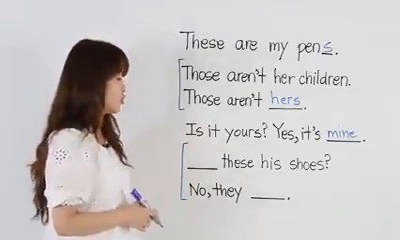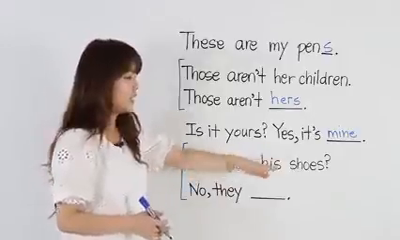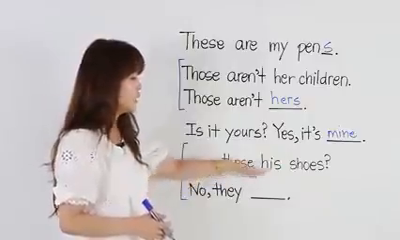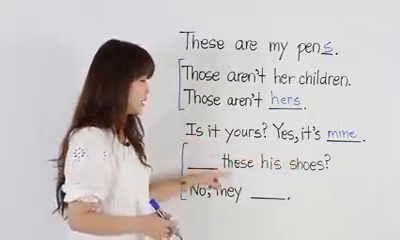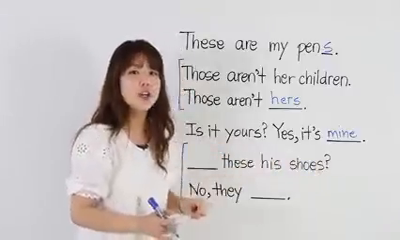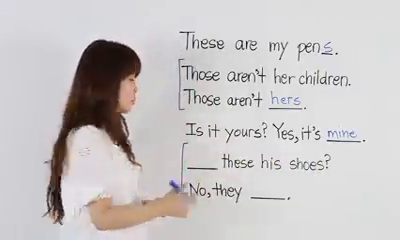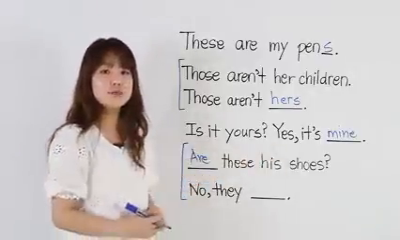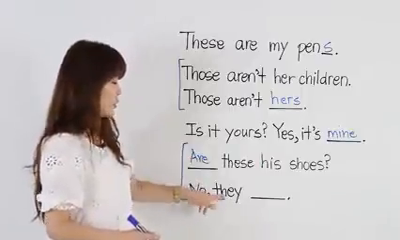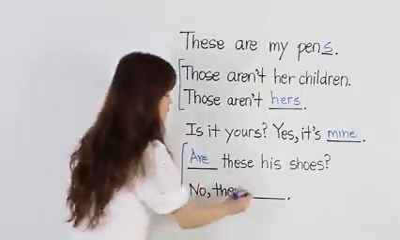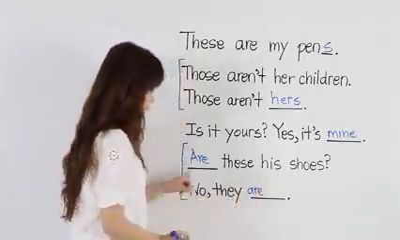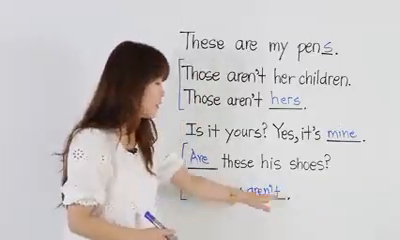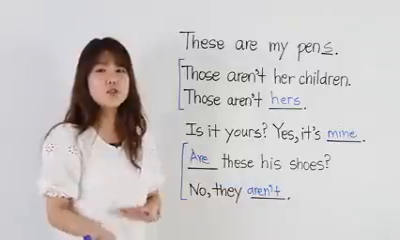Okay, and the last two, these, his shoes. We need a be verb here. These, his shoes. We have these and we have shoes with an S. So we need the plural be verb. Are. Are these his shoes? Okay, and the answer, no. They, plural, are. No, they aren't. Okay, are not, aren't. Okay, let's move on to the next part.